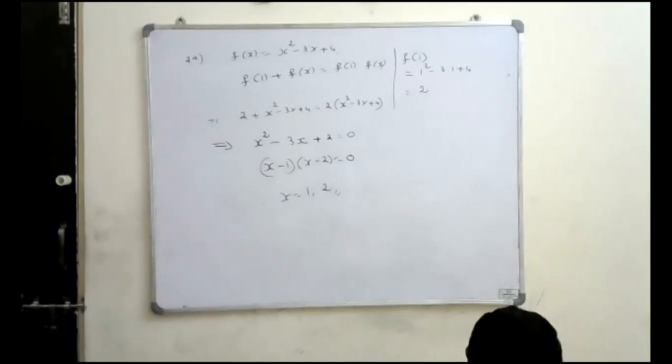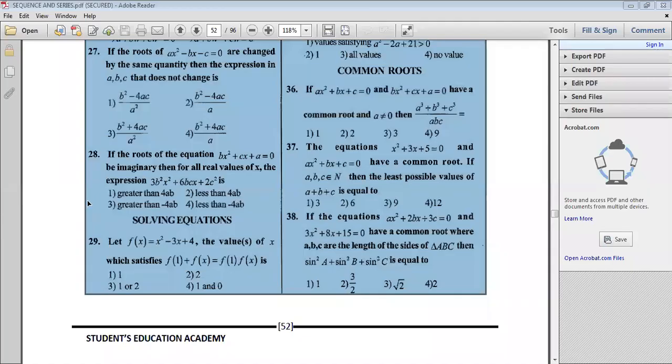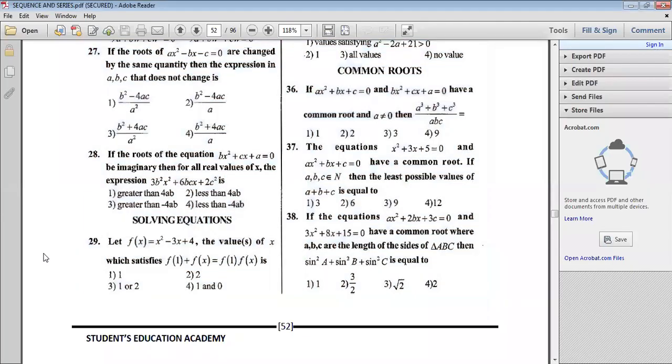Sir, but the option 1 or 2 is given. Yes, the third option is correct. 1 or 2, we can take both.